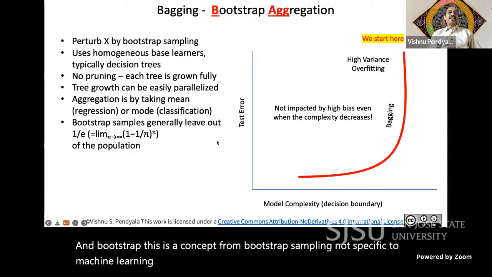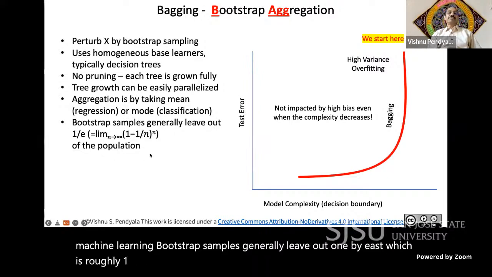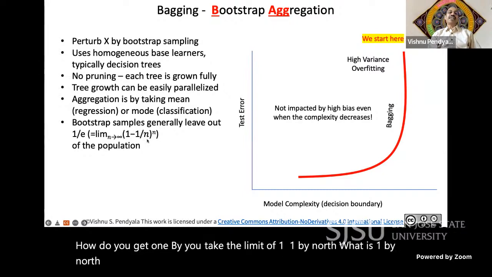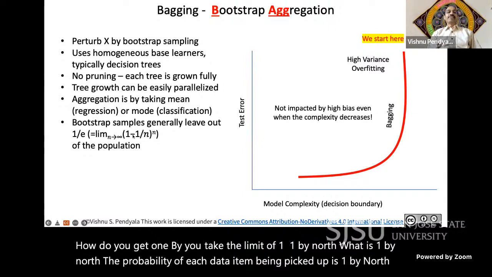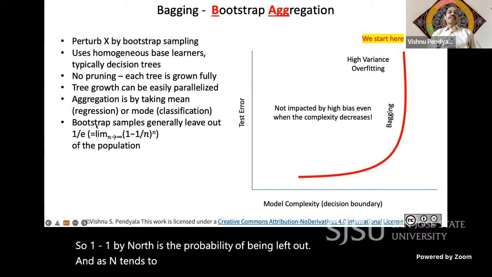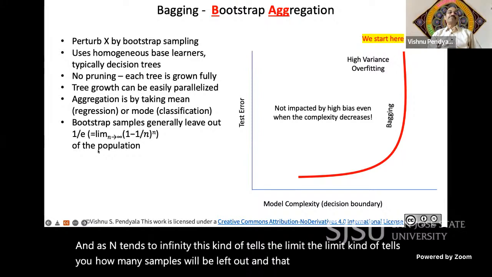Bootstrap samples generally leave out 1/e, which is roughly 1/3 of the population. So how do you get 1/e? You take the limit of (1 - 1/n)^n. What is 1/n? The probability of each data item being picked is 1/n, equal probability, right? So 1 - 1/n is the probability of being left out. And as n tends to infinity, the limit tells you how many samples will be left out, and that is 1/e. So 1/3 of the population is typically left out.